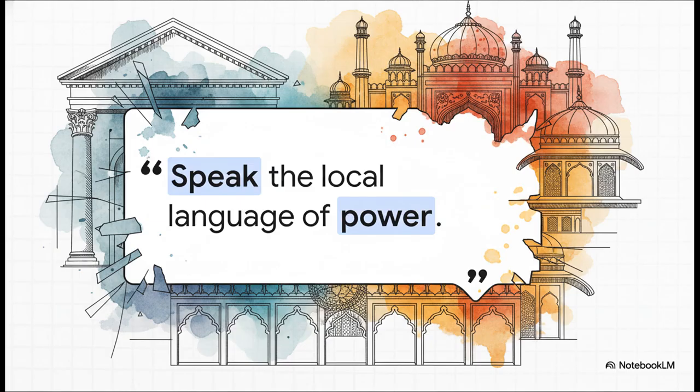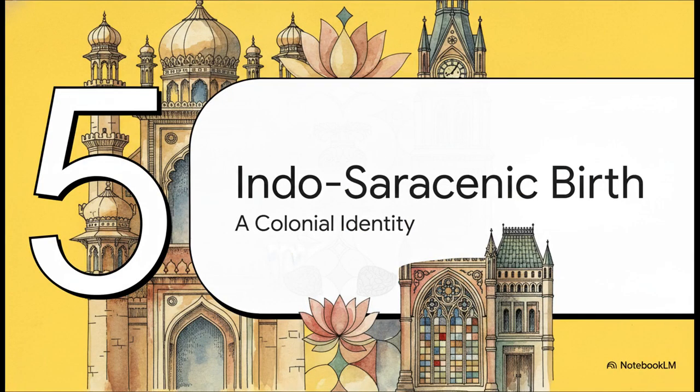The British figured out they couldn't just force European styles onto the Indian landscape and expect unquestioned authority. No way. To be seen as legitimate rulers by the local population, they needed to adopt the local architectural language. They essentially needed to borrow from the grandeur of the empires that came before them. This historical realization leads us right to the climax of our explainer, Section 5, Birth of Indo-Saracenic.